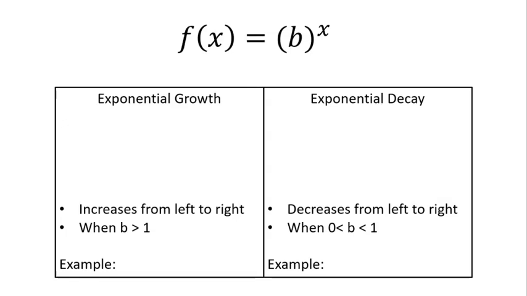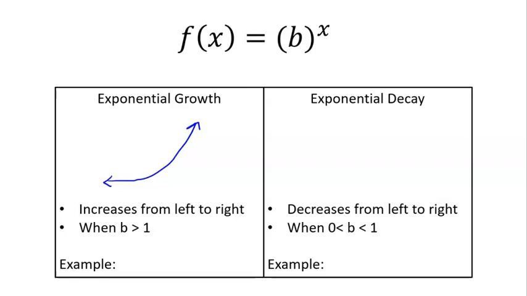Alrighty, so now let's go ahead and start working on some equations and graphing. So exponential growth is when we have that sweeping curve that goes upwards. So it's increasing from left to right, and this is when b is going to be greater than 1. So when we think about multiplying something or putting an exponent on something, if it's going to be more than 1, it's going to grow.